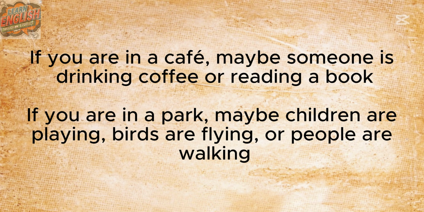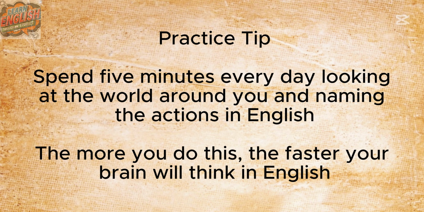If you are in a cafe, maybe someone is drinking coffee or reading a book. If you are in a park, maybe children are playing, birds are flying, or people are walking. Practice tip. Spend 5 minutes every day looking at the world around you and naming the actions in English. The more you do this, the faster your brain will think in English.